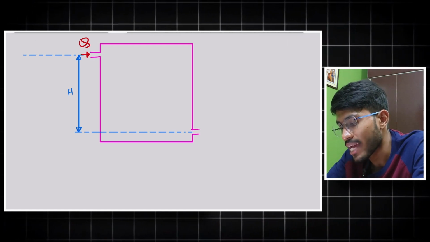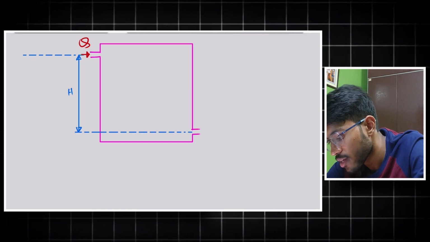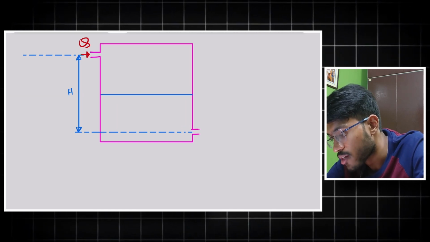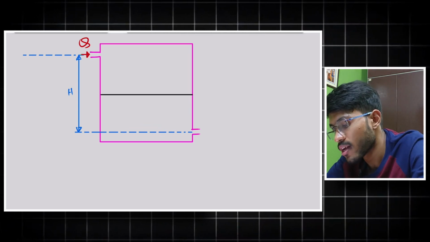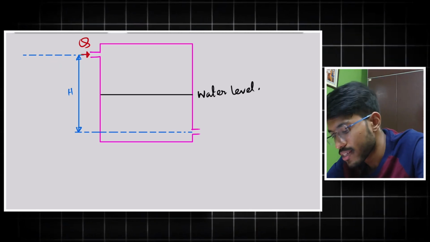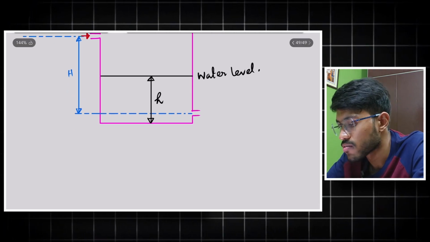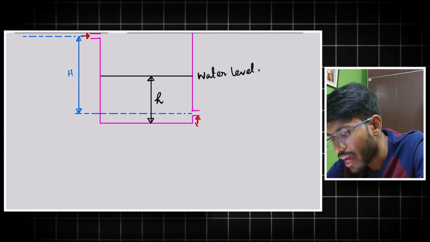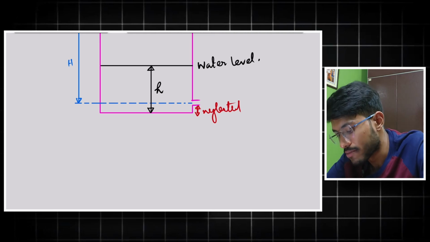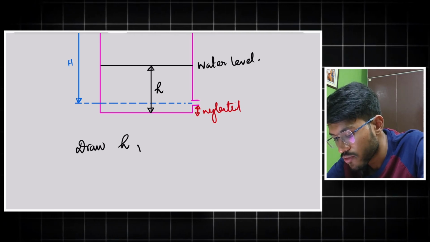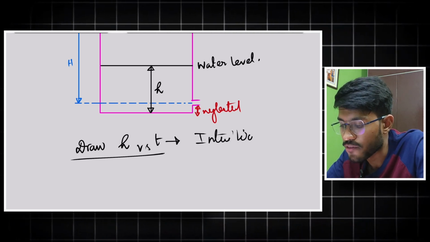Now you have to draw the H versus time, or small h versus time rather, where the small h is this height. So this is the water level. Okay. So this height is h. And for your sake of understanding, I am saying that this height you can actually neglect. Clear? So now you have to draw h versus t. Obviously by your intuition and basics.